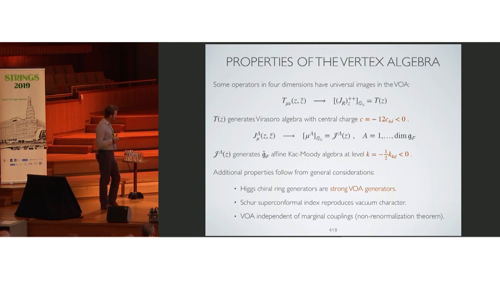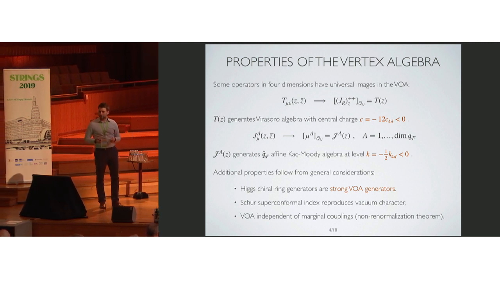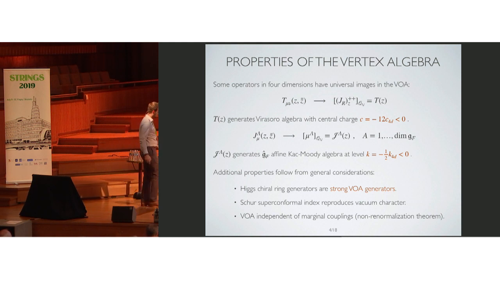Some more general properties that you can see structurally is that the generators of the Higgs branch chiral ring of your 4D theory necessarily give rise to strong generators of the vertex operator algebra. This means that these are operators that can't be written as normally ordered products of any other operators. Sort of by construction, the Schur limit of the superconformal index is just the same thing as the vacuum character of this vertex algebra. And somewhat importantly, the VOA is independent of any marginal couplings by a non-renormalization theorem. So this is some algebraic structure which is sort of an invariant on the conformal manifold of your four-dimensional theory.